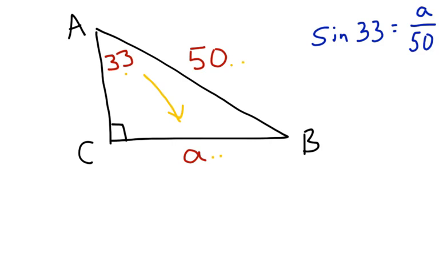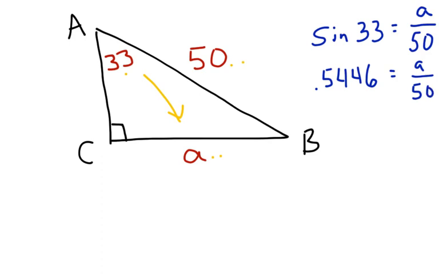When you do that, you're going to get a really long decimal. In our homeworks, just for the simplicity of writing it down, we're going to round that to 4 decimal places. So the sine of 33 degrees is going to be 0.5446. On your quizzes and exams, don't round. Keep all the decimals. That's going to be equal to A over 50.